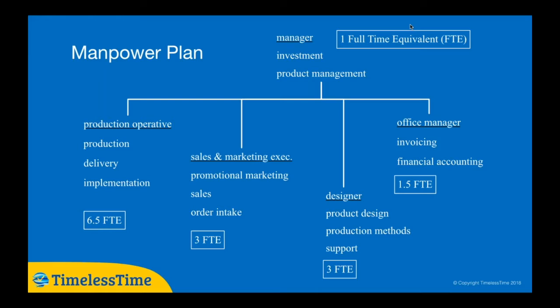So now we know how many sales and marketing executives we need to run the company. We therefore know what we're going out to hire. We know it's a sales and marketing executive. We know it's going to be responsible for promotional marketing, sales, and order intake. And we know we need 3 of them. So suddenly we are really pulling together that requirement to recruit. And that, in the end, is what it's about.